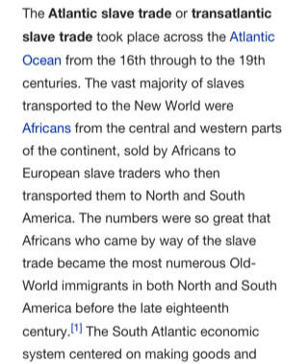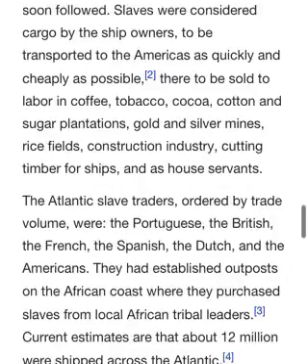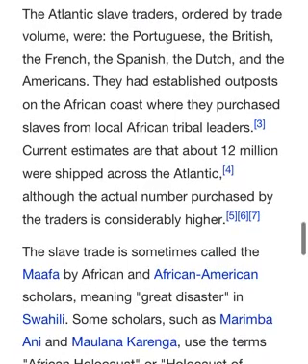And it says here that the number of these slaves was so great that Africans who came by way of the slave trade became the most numerous Old World immigrants in both North and South America before the late 18th century. So it's letting us know that they repopulated heavily and quickly once they got to the Americas. Now we're going to read at what were some of the places these Canaanites inhabited in Europe.